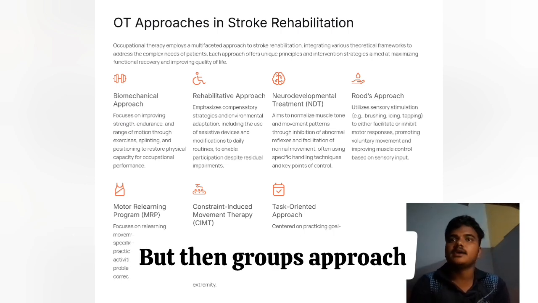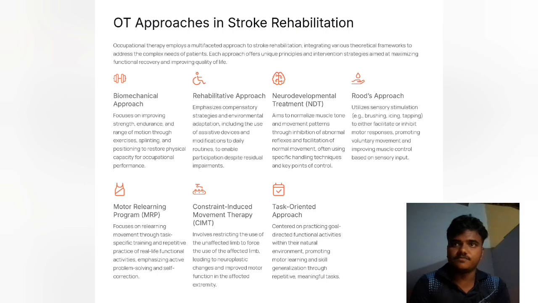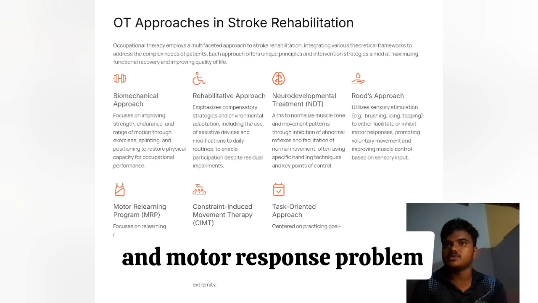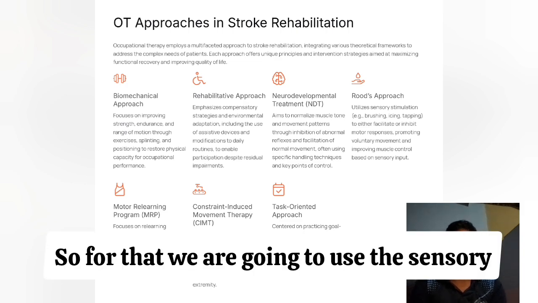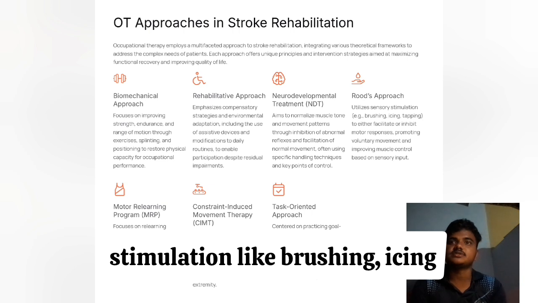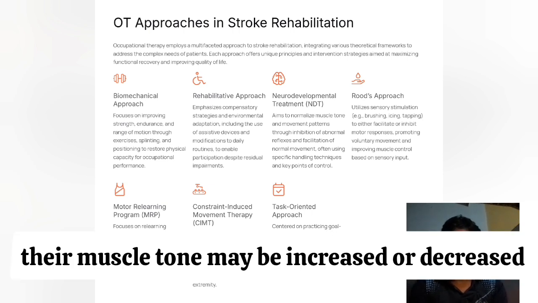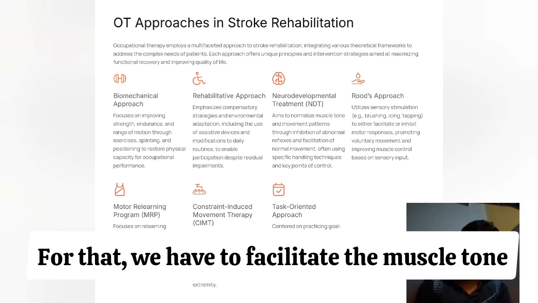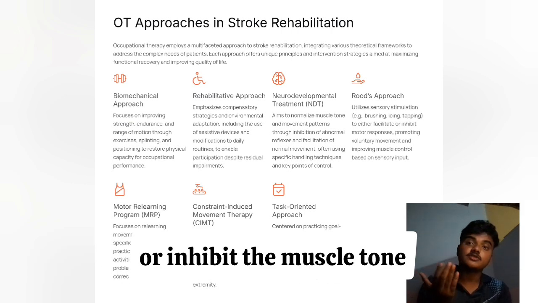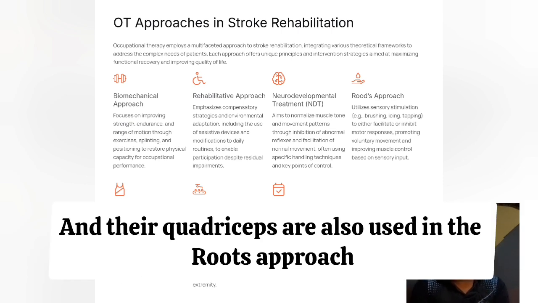Okay, and then the Rood approach. We all know the person has muscle tone problems and motor response problems. So for that we are going to use sensory stimulation like brushing, icing, and tapping for facilitation or inhibition. Their muscle tone may be increased or decreased, so we have to facilitate or inhibit the muscle tone. Motor patterns are also used in the Rood approach.